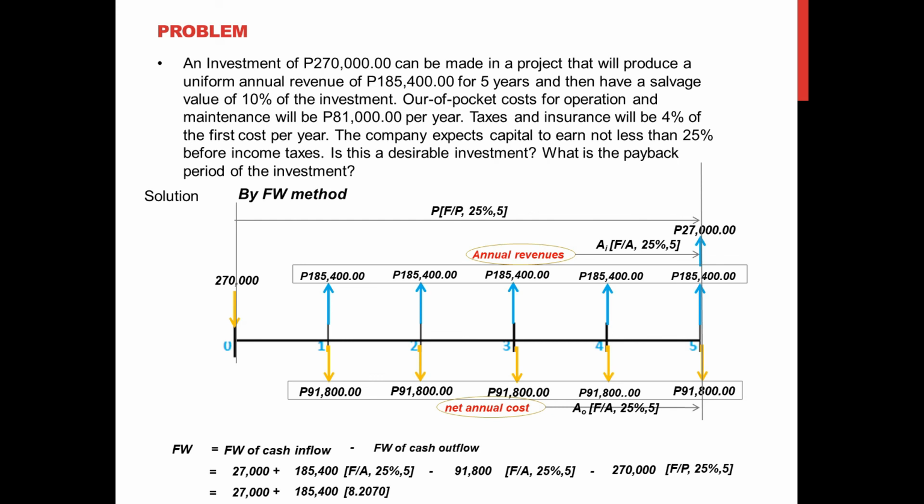So we simply calculate all of the factors. First, for the factor finding F given A 25% 5, we have that to be equal to 8.2070. So that factor will be multiplied to 91,800 pesos. And lastly, for the single payment present or future worth factor, we have 3.052. So all of that would yield to a sum of negative 28,864.8 pesos. So it is observed that the future worth is negative, then the investment is not justified. Okay, so that is for the future worth method.